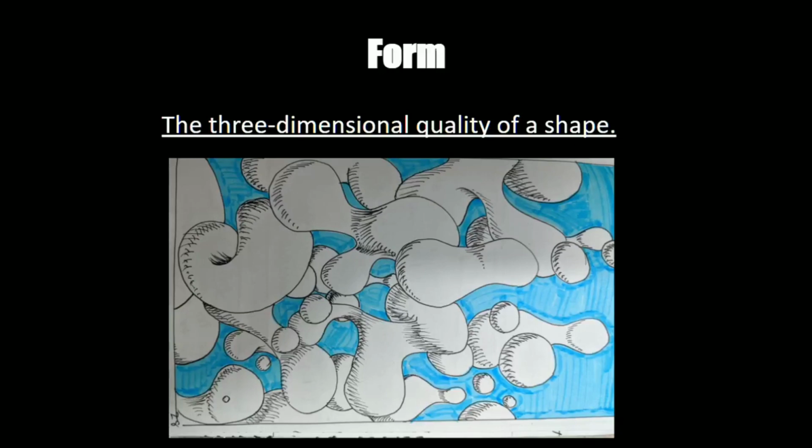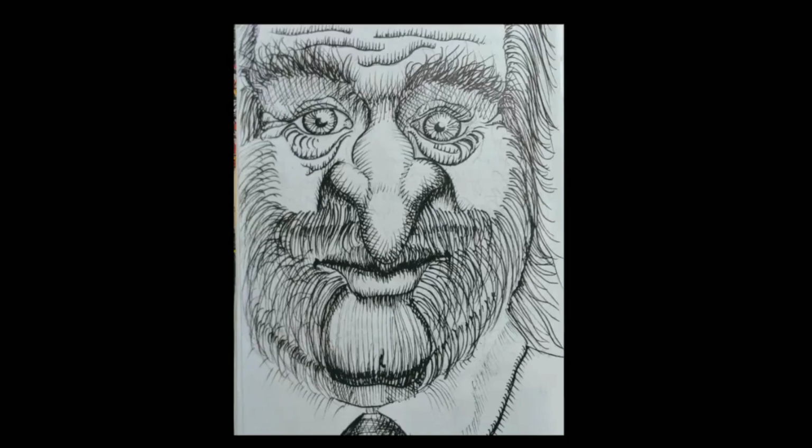Form is the three-dimensional quality of a shape. These shapes appear to be slightly three-dimensional. It's because of their form. His nose seems to have a three-dimensional quality to it. It seems to stick out and be sort of bulbous.